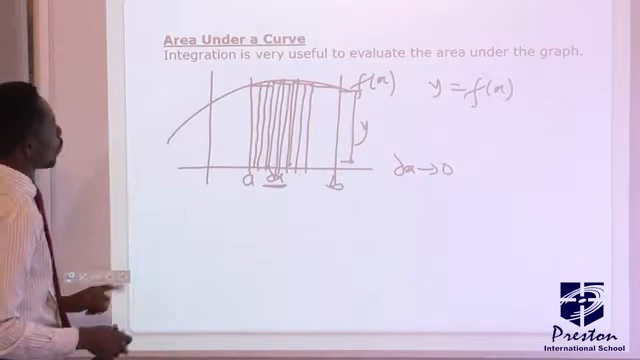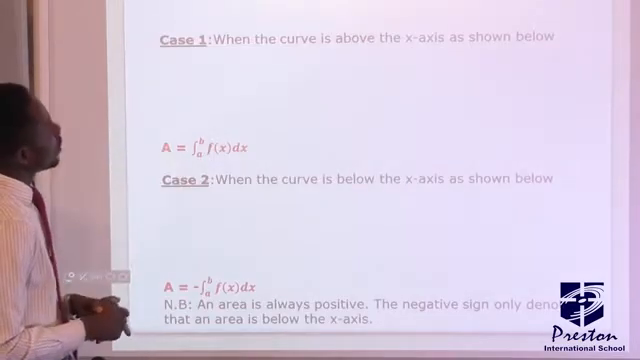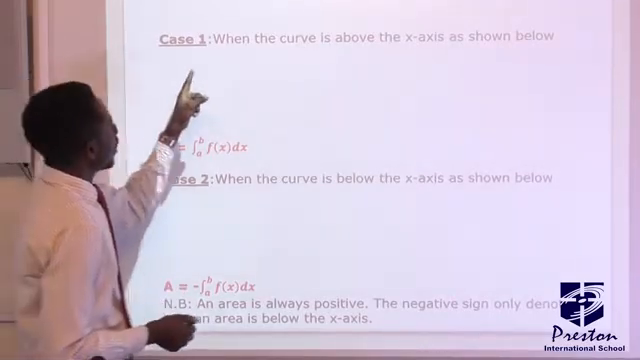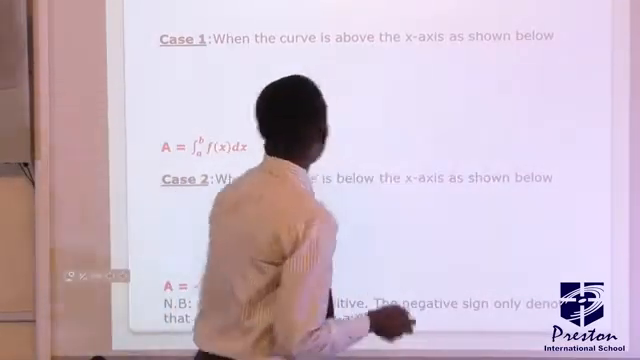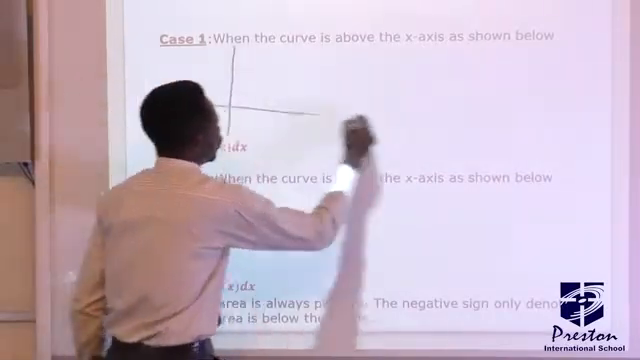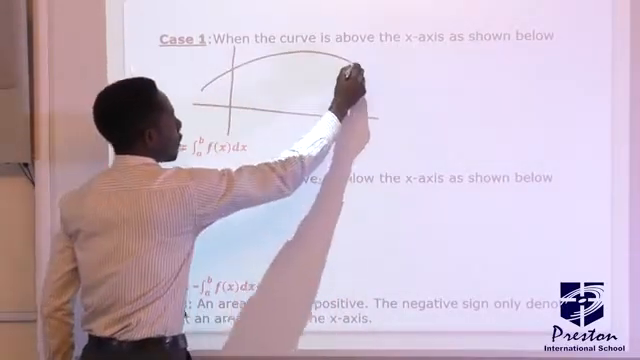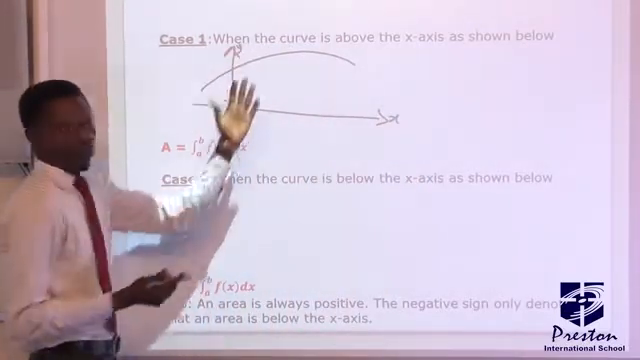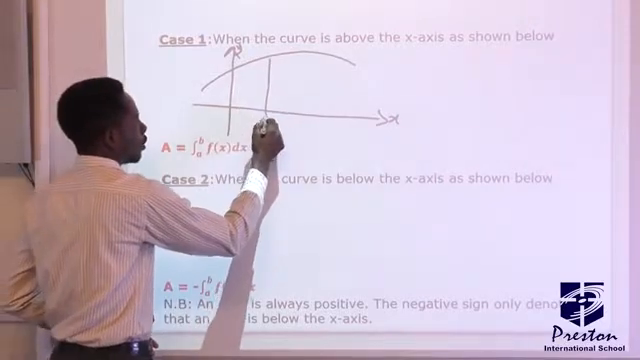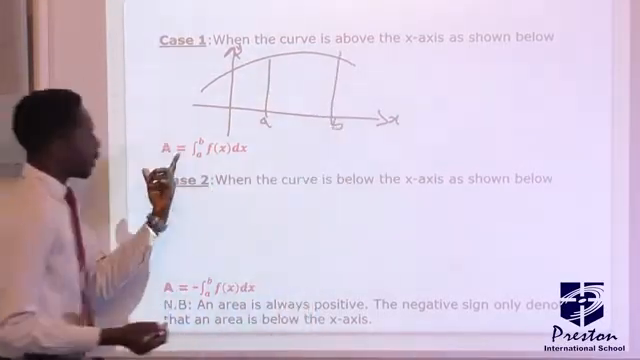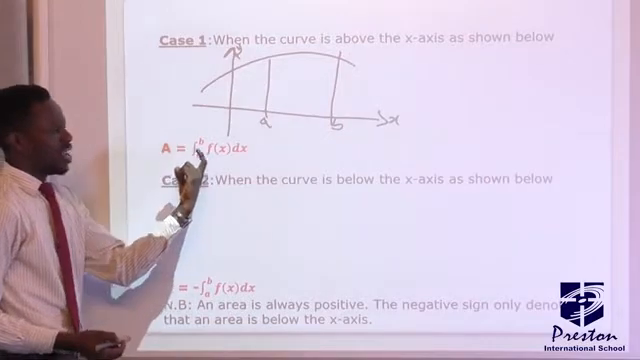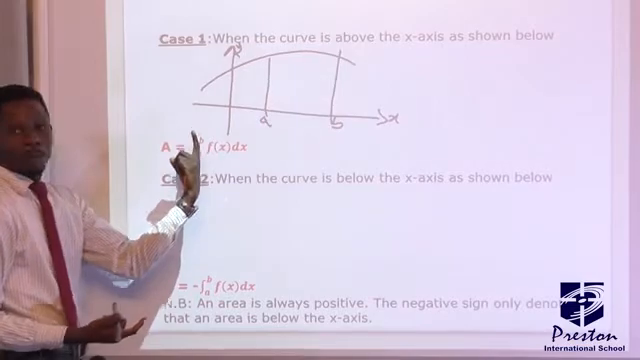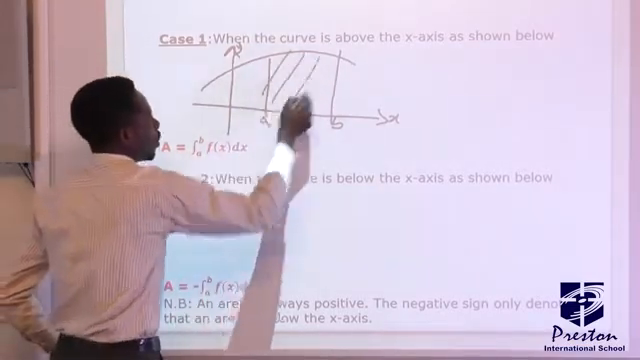Okay, once you understand that concept, we have some cases in finding the area under the curve. Number one case is when the curve is above the x-axis. What do I mean by that? Like the shape I gave you initially. When we have that curve being above the x-axis, this is our x-axis, this is the y-axis. Now we want to find this area. We have the lower limit, we have the upper limit. The formula is the area is equal to the integral of the function f of x dx from the lower limit a to the upper limit b, which will give us all we have here.